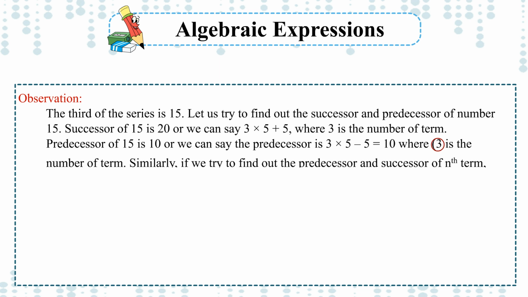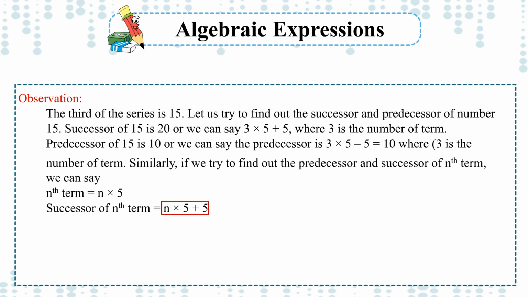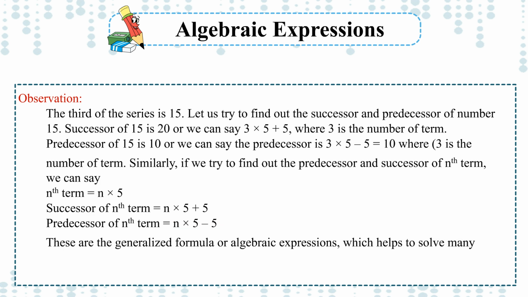Similarly, if we try to find out the predecessor and successor of nth term, we can say nth term is equal to n multiply 5. Successor of nth term is equal to n multiply 5 plus 5. Predecessor of nth term is equal to n multiply 5 minus 5. These are the generalized formulae or algebraic expressions which help to solve many problems.